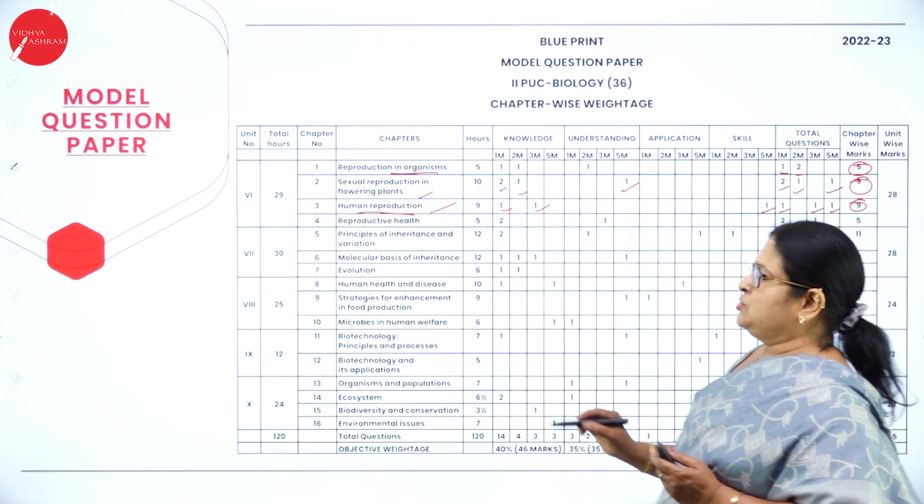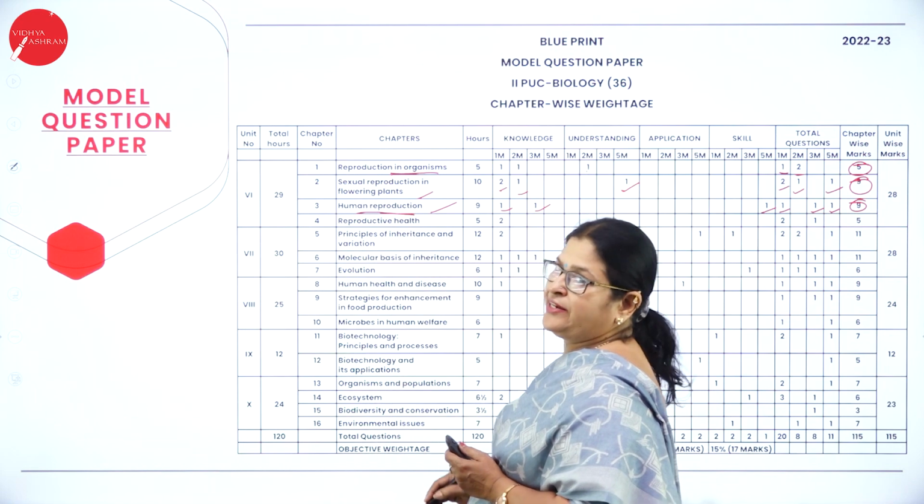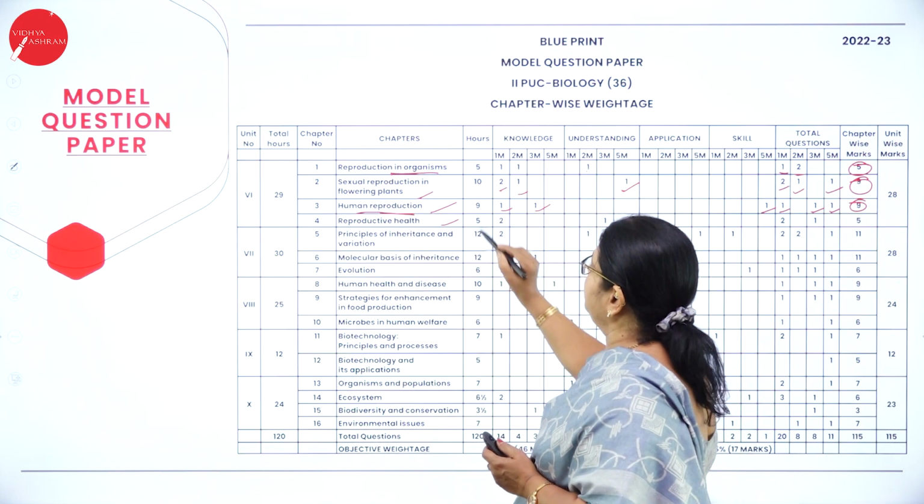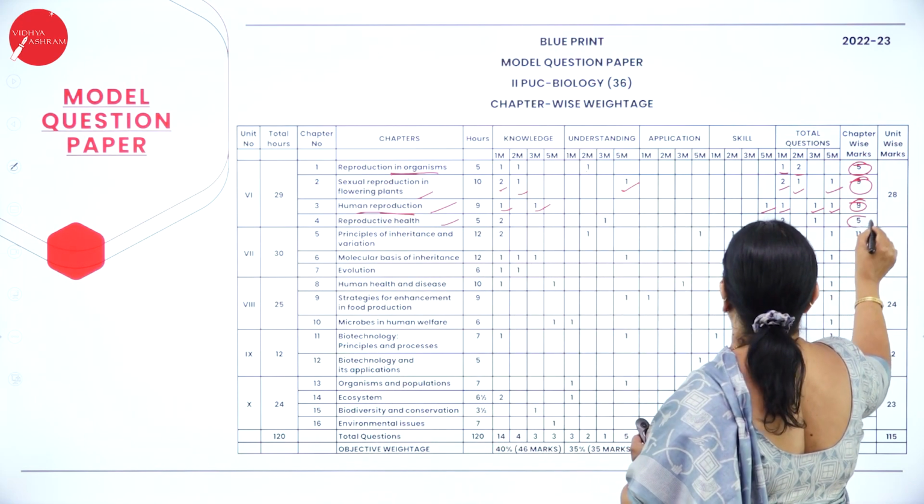Then moving on to the fourth chapter of unit 6 called reproduction. The weightage of marks is 5 marks.